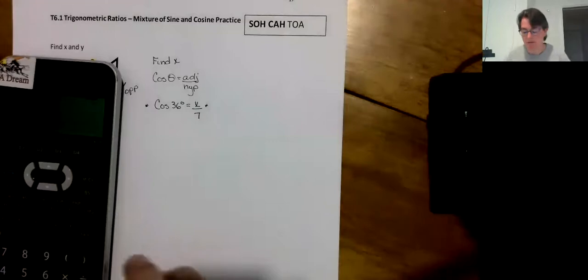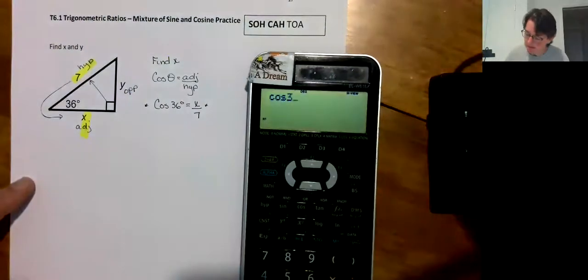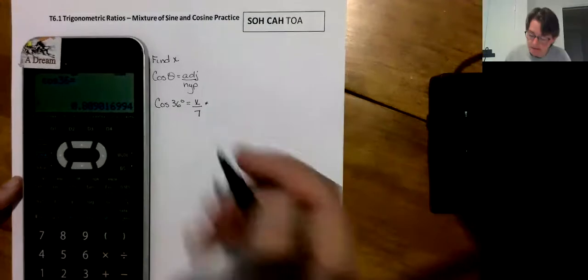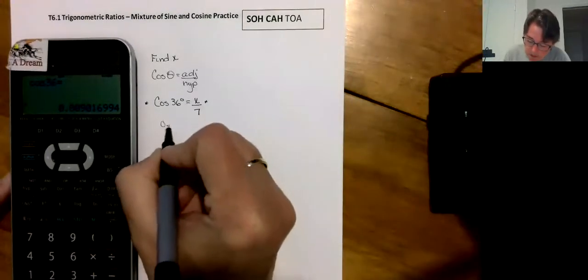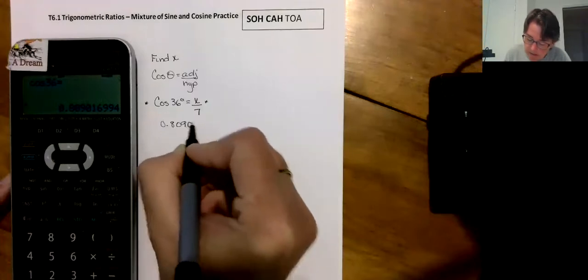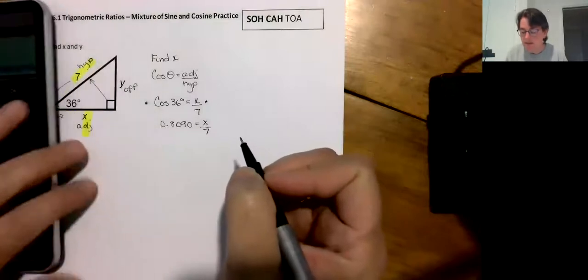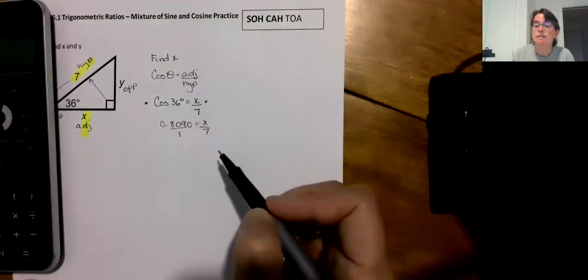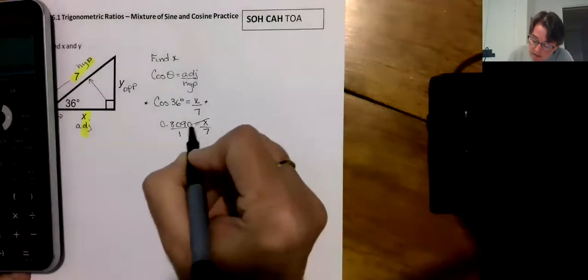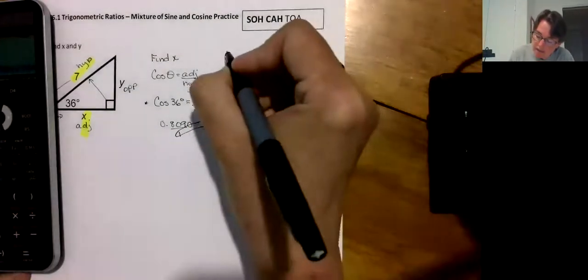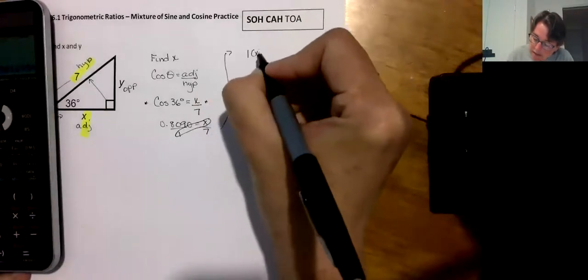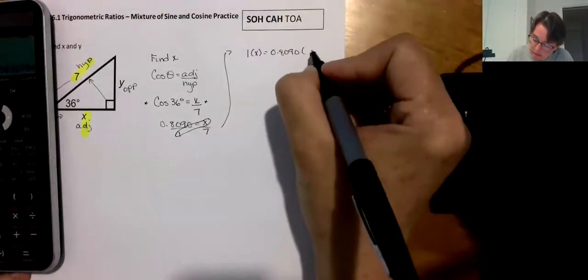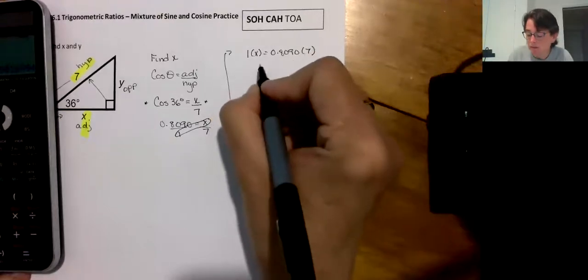So cos 36. Okay, now I have to move this up here so I can write. 0.8090 is x over 7. To solve that, I'm going to cross multiply, because if this one or this one is missing, the easiest way to solve for it is just cross multiply. So I'm going to get 1 times x is 0.8090 times 7. So 1 times x is just plain old x.